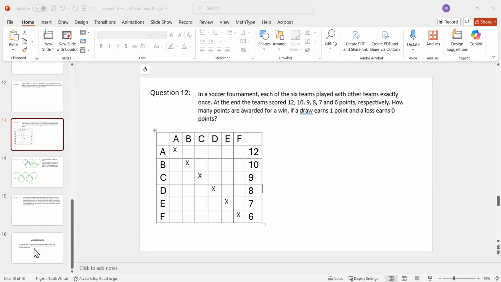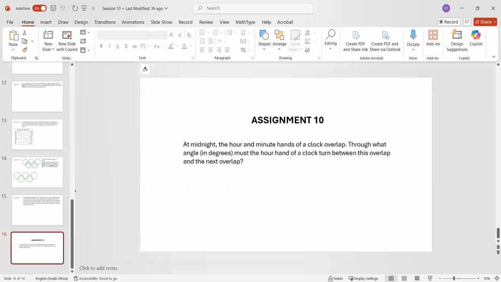Yeah, at midnight, the hour and the minute hand overlap. And the question is, at what time do they overlap again? Well, very often, the minute hand and the hour hand overlap as it goes round and round. It keeps overtaking it. So what's the next time when they will overlap? You can try that. That's not so hard.